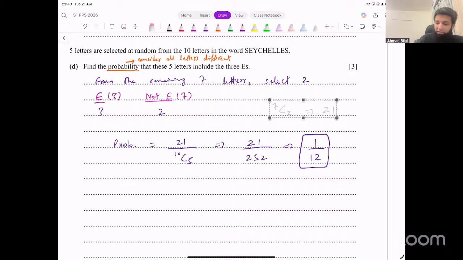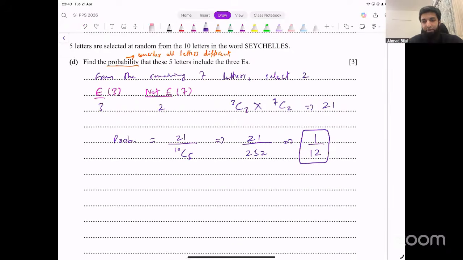So what we're basically saying is, from the 3 E's, select all, that's 3C3. And from the 7 remaining letters, select 2, 7C2. 3C3 is just 1. 7C2 is 21. So that gives you 21. That's the number of cases in which you have all 3 E's selected. That's the numerator divided by 10C5.